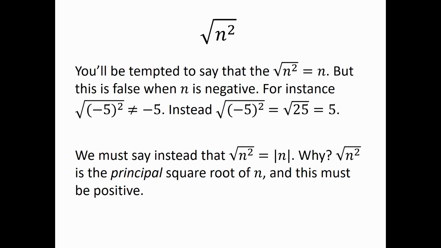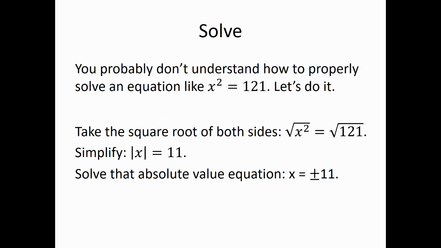So what instead do we say about the square root of n squared? It's not equal to n. Instead, it's equal to the absolute value of n. And why is this? This is true because the square root of n squared, that is the principal square root of n squared, must be positive no matter the initial value of n. And absolute value does precisely that work for us. It does always deliver the positive.